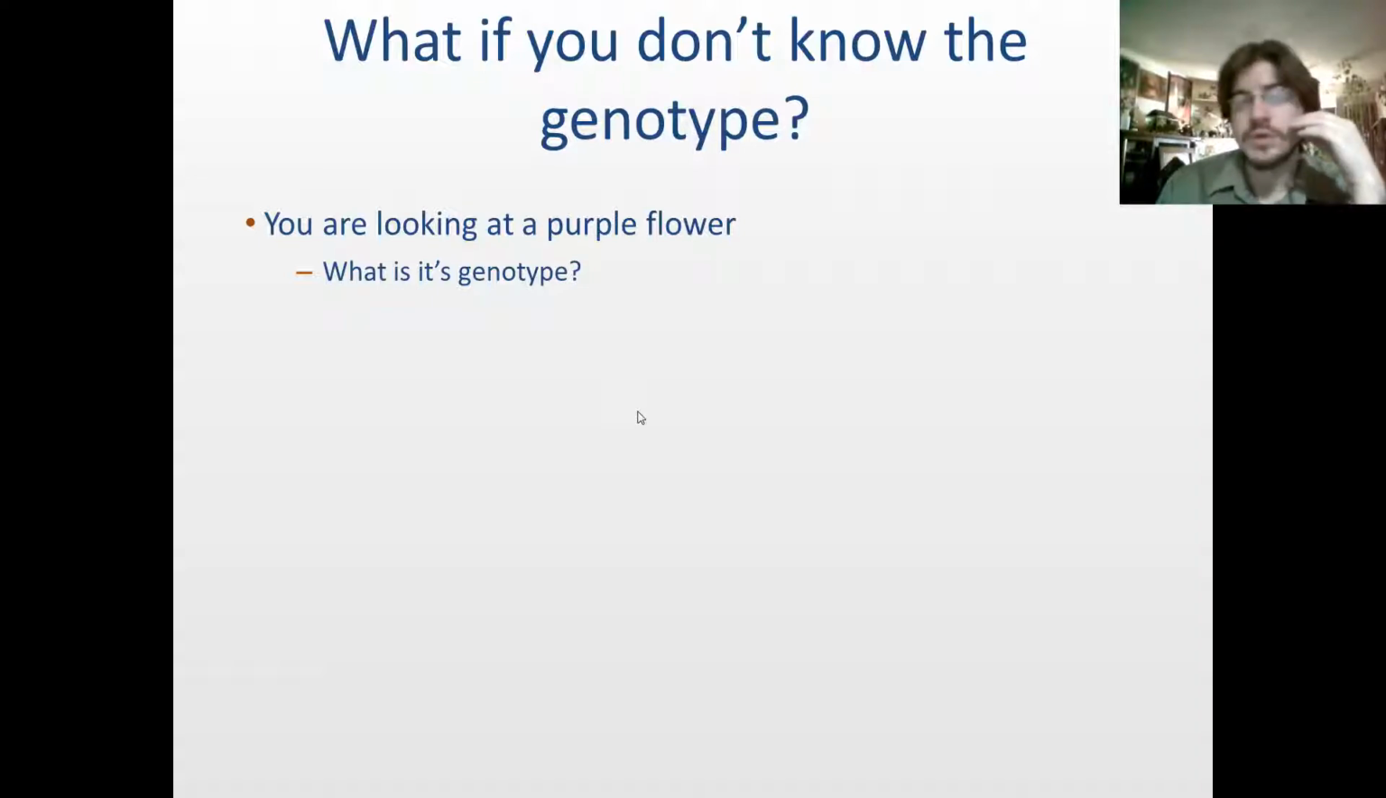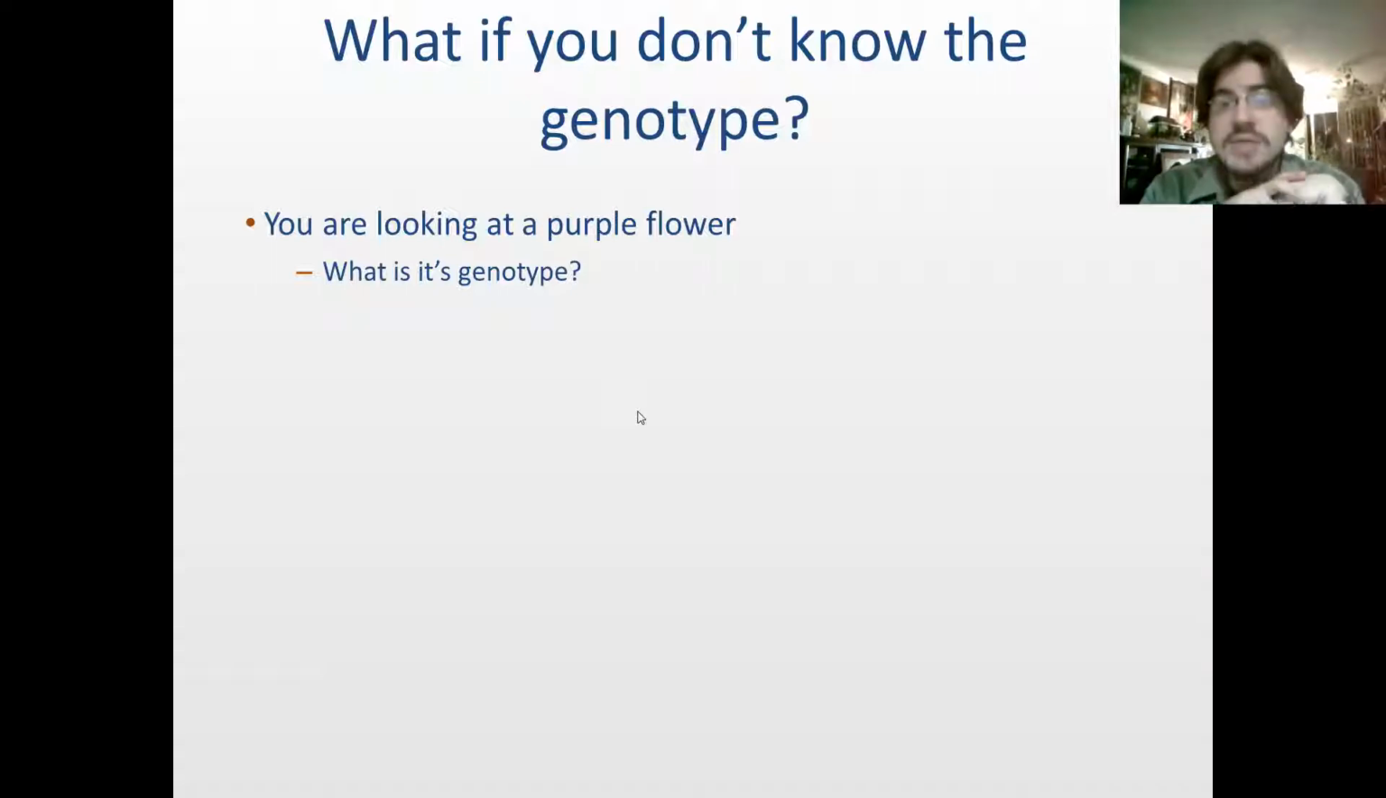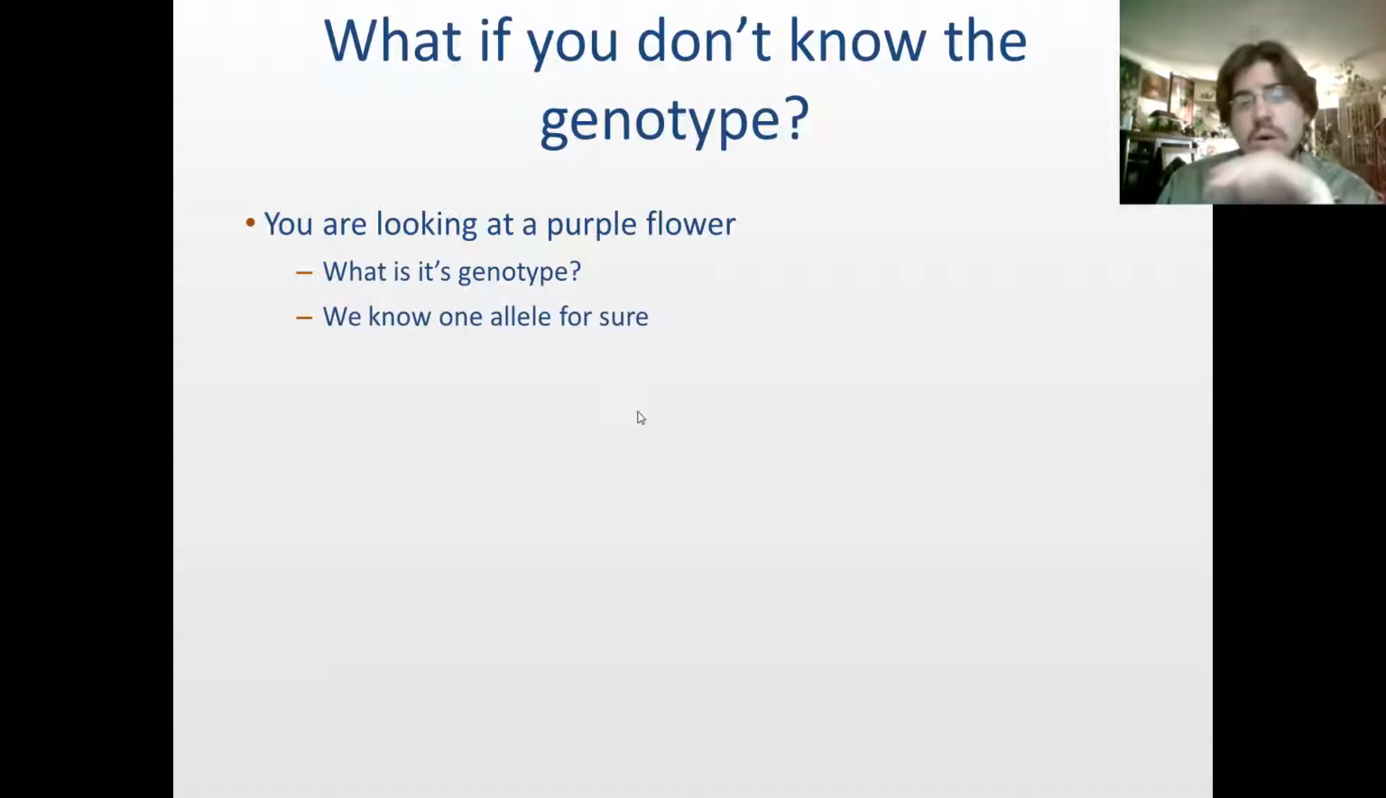Well, can you know for sure? Because purple's the phenotype. How many genotypes can be purple? That's right, homozygous dominant or heterozygous. Both are purple. How do you know if that purple flower is homozygous dominant or heterozygous?